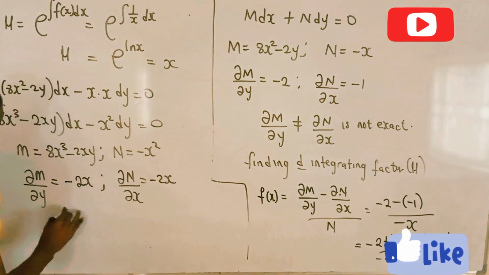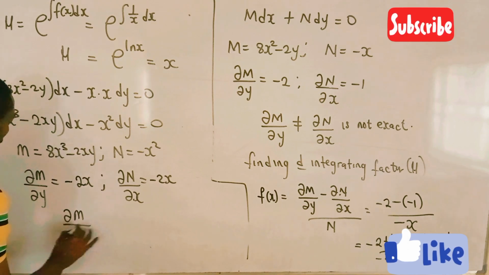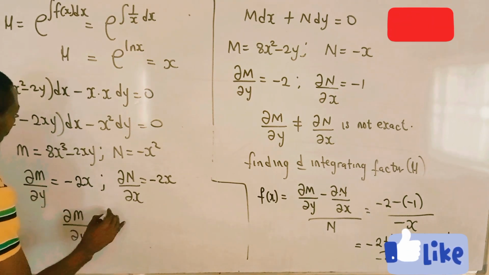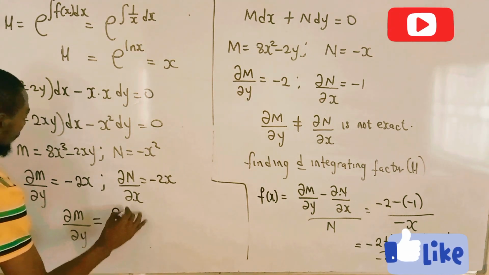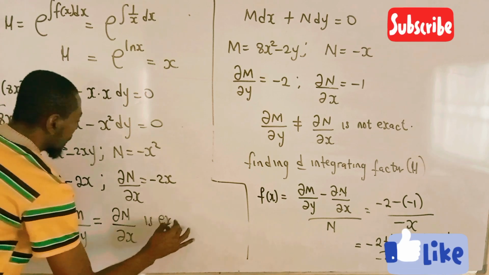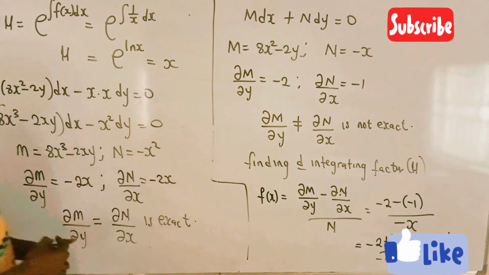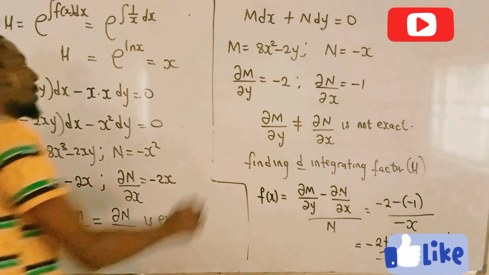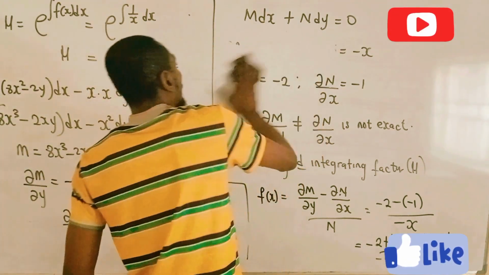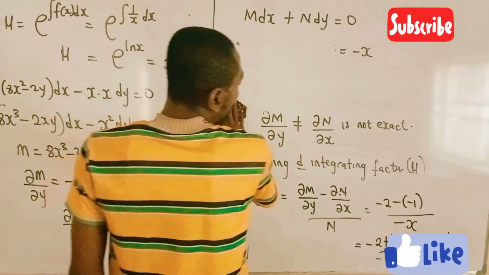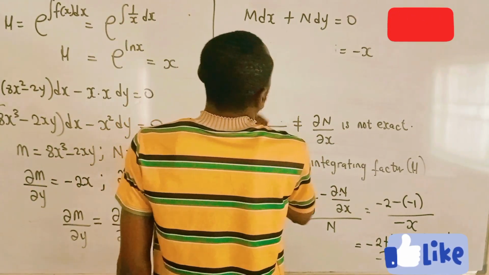As you can see, the partial differentiation of m with respect to y is now equal to the partial differentiation of n with respect to x, so it is exact. It's now exact. So we can now continue the solution.